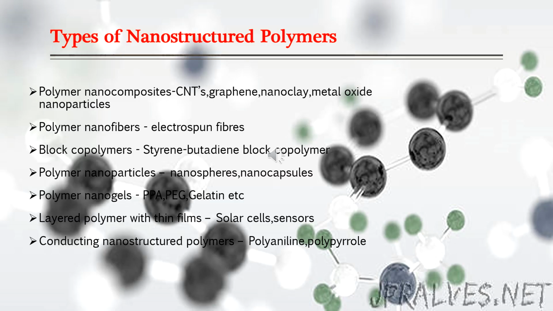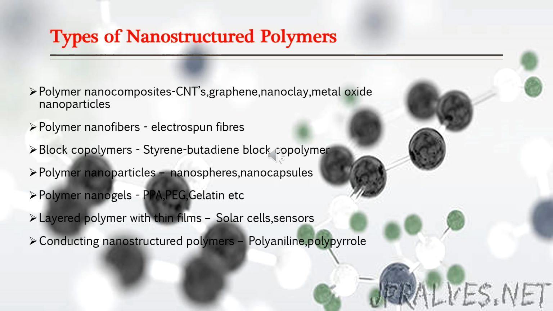Now, let's discuss some types of nanostructured polymers. First one is polymer composites. Polymer nanocomposites are the materials where nanoparticles are uniformly dispersed inside a polymer matrix. Even a small amount of nanoparticles can significantly improve the properties. Examples include carbon nanotubes, graphene, nanoclay, etc. Then the second one is polymer nanofibers.